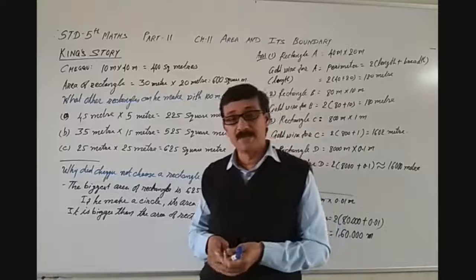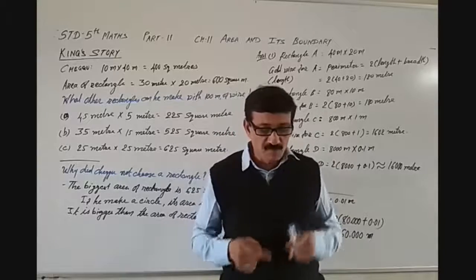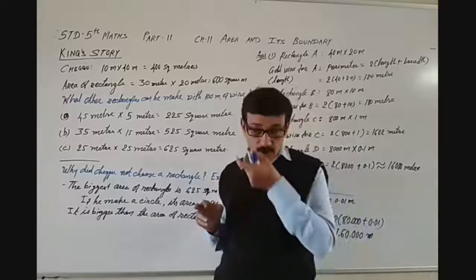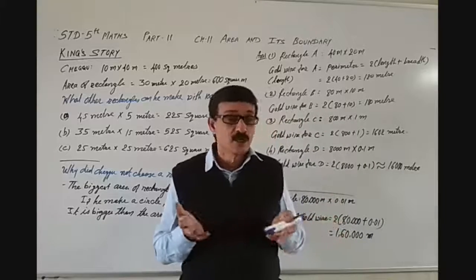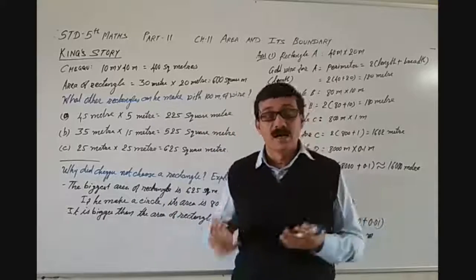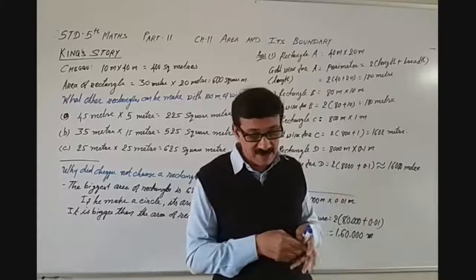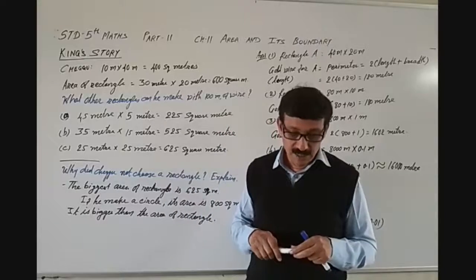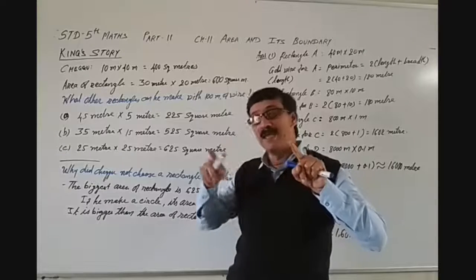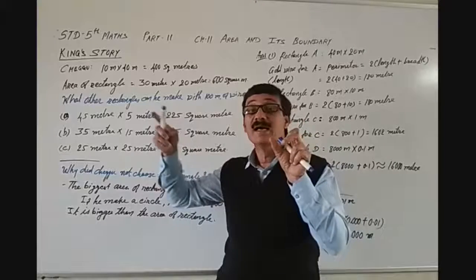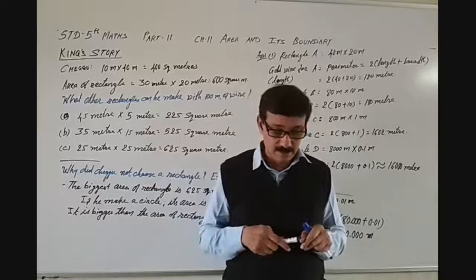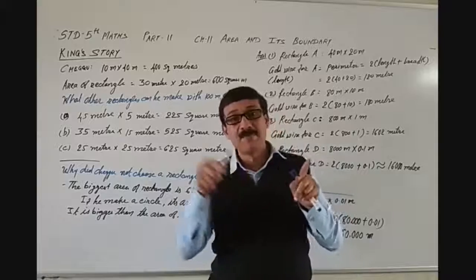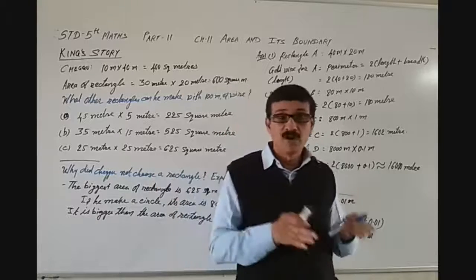Now Chegu was happy. He took the 100 meters of wire and tried to make different rectangles. Chegu was not that literate, so he was trying to make some rectangles. Suppose he made a 10 meter by 40 meter rectangle. Its area was 10 multiplied by 40, which is equal to 400 square meters.